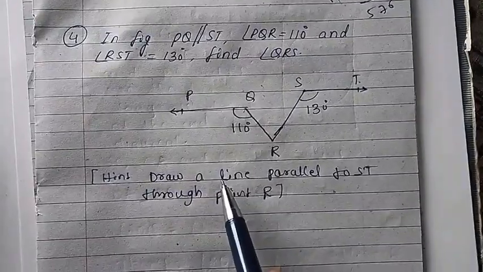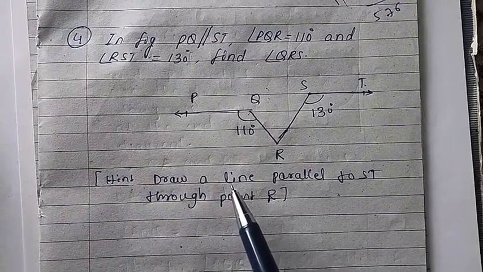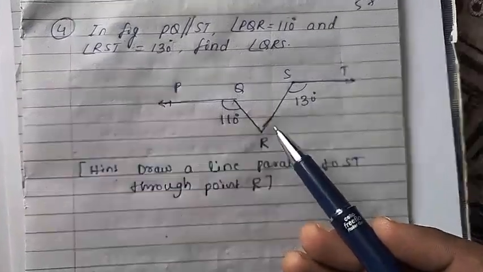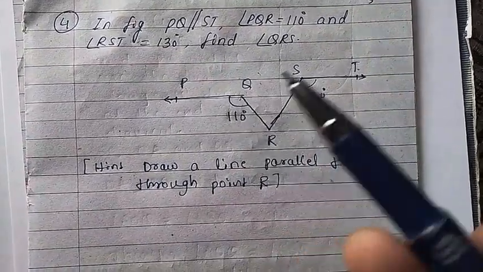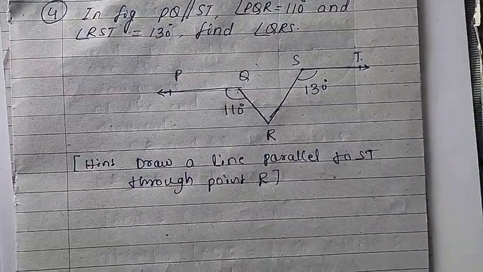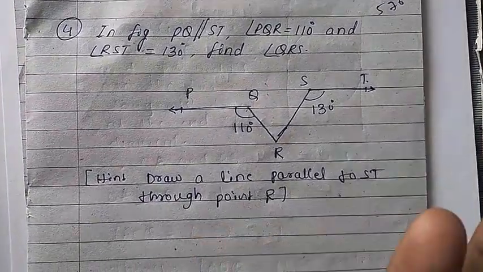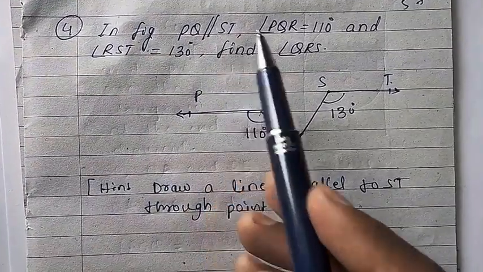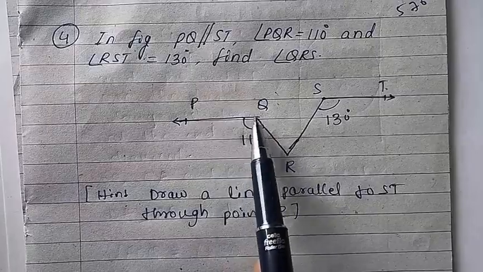See children, the fourth one is very important. In every exam they ask this question, sometimes for 1 mark, sometimes for 2 marks, sometimes for 3 marks. So this is very important. See the question carefully here, what they have given, then what they ask to find. In the figure, PQ is parallel to ST. See carefully, PQ is parallel to ST.